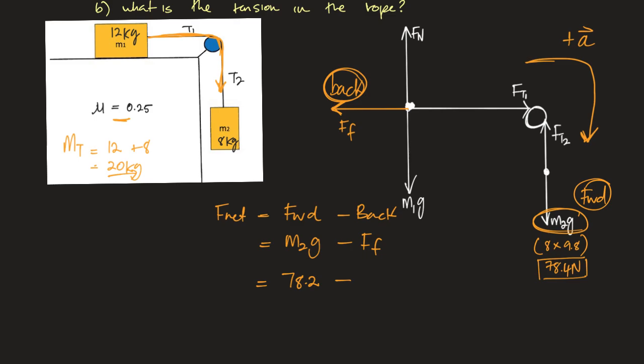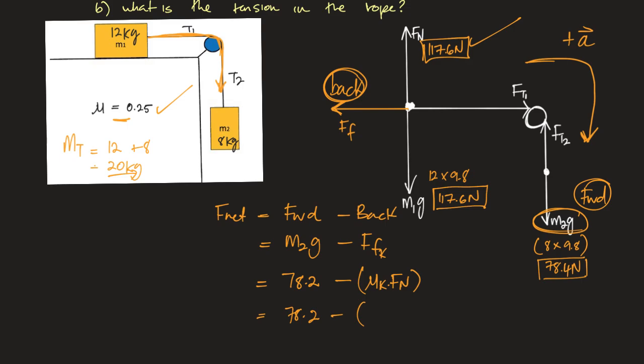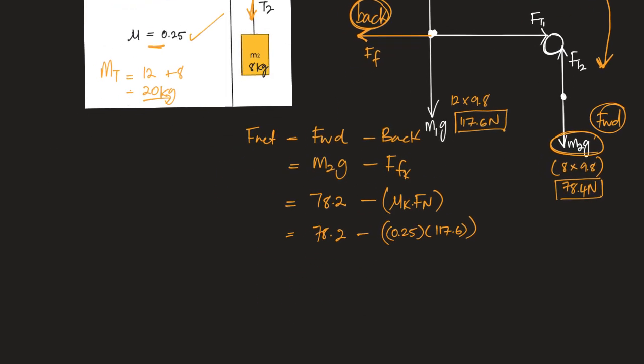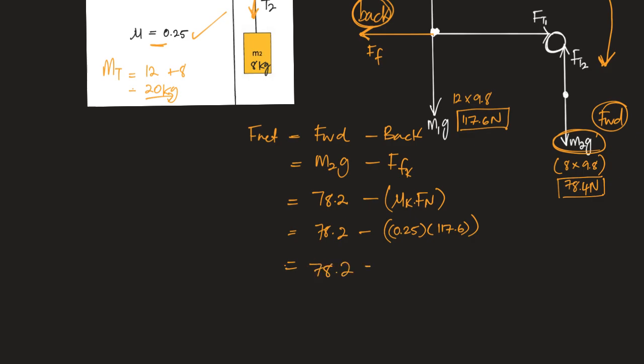Now what I must understand about force of friction is it has its own formula. I know that I'm using kinetic friction, so I've got mu k times Fn. Put that in brackets. Now my M1G is 12 times 9.8, and that's going to give me 117.6 newtons. And I know that my normal force is also 117.6 newtons. So I've got my normal force, check, and I've got my mu value. So I'm going to say 78.2 minus 0.25 multiplied by 117.6, and that's going to give me 78.2 minus 29.4, and then I'm going to end up with 49 newtons, which is my F net.